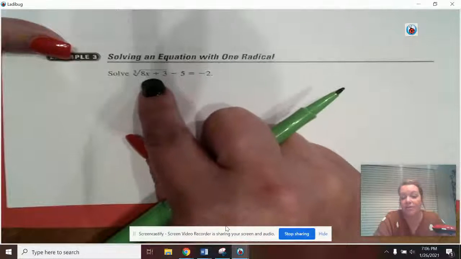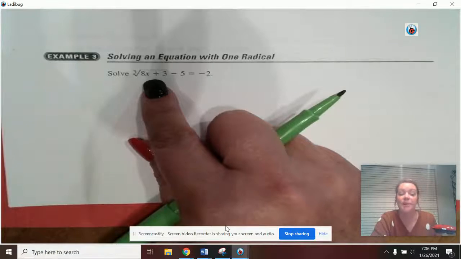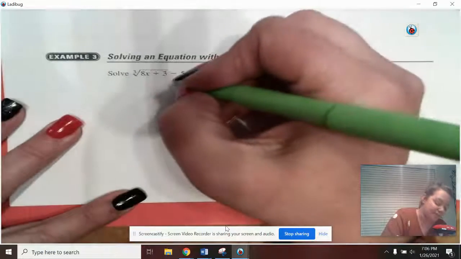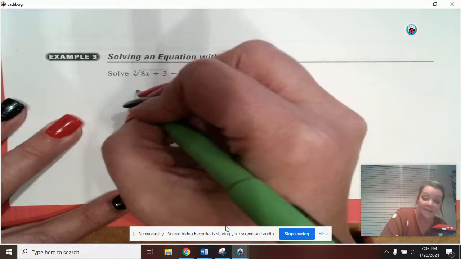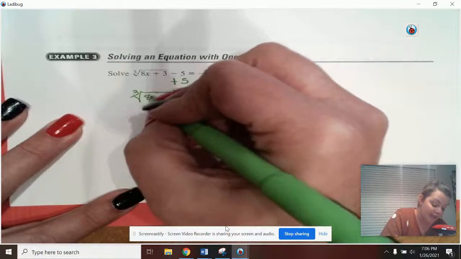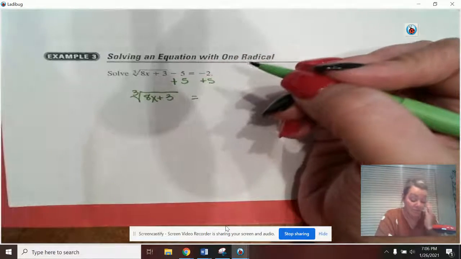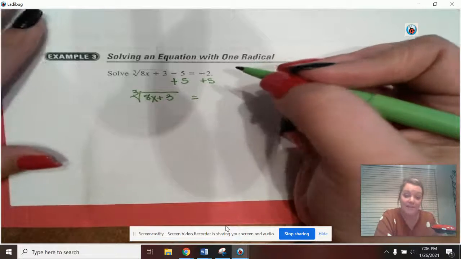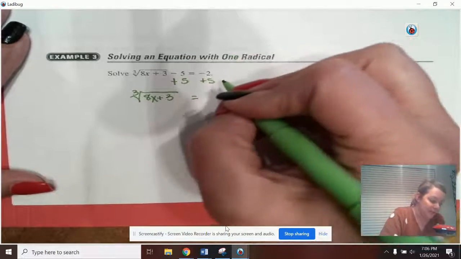We have to get that radical to be isolated. So we have to get it to be all by itself. So the first thing I'm going to do is add the 5. So let's add 5 to both sides. On the left-hand side, that leaves us the cube root of 8x plus 3. And negative 5 plus 5 is 0, so those are gone. And on the right-hand side, we have negative 2 plus 5, which we know is 3.